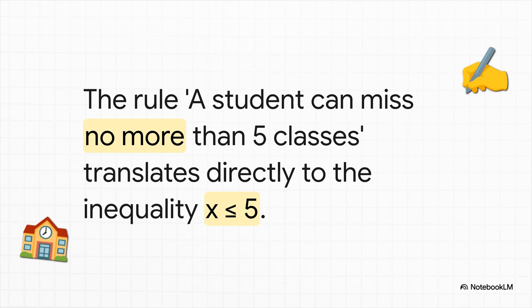Let's look at a school rule to really see this in action. A student can miss no more than 5 classes. Okay, that phrase, no more than, what does it really mean? It tells us 5 is the absolute limit, but missing exactly 5 classes is still allowed. So we use less than or equal to. The number of classes you miss, let's just call that X, has to be less than or equal to 5.